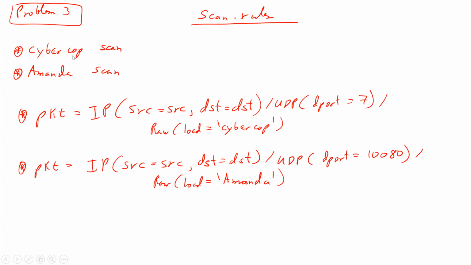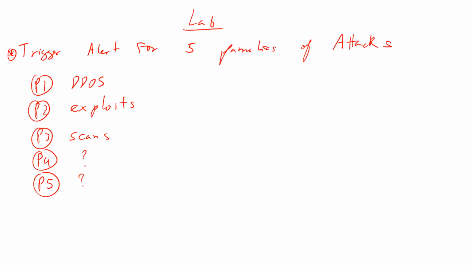In this case, you're going to trigger the alerts for CyberCop and for Amanda. Again, these are the packets and how you do it, but go into scan.rules, find those alerts. They'll be there by names. Just look for CyberCop and Amanda, and then you'll find what the rules are. Okay, so that's the first 3 problems. Basically, I've given you everything for them. However, the lab actually has 5 problems, okay?